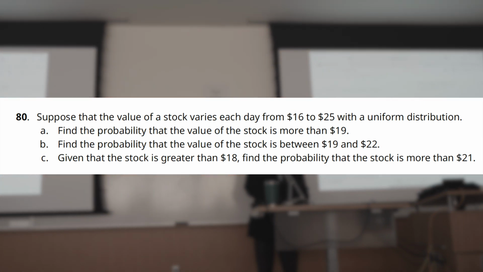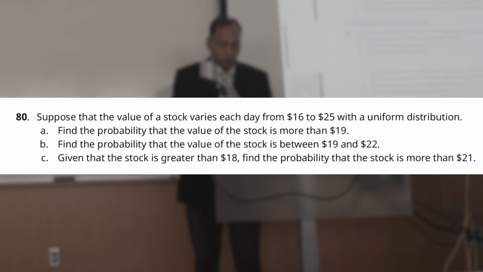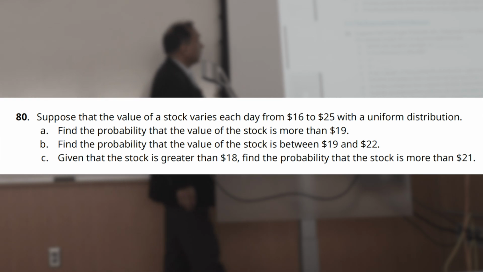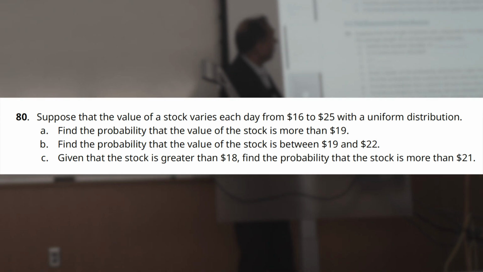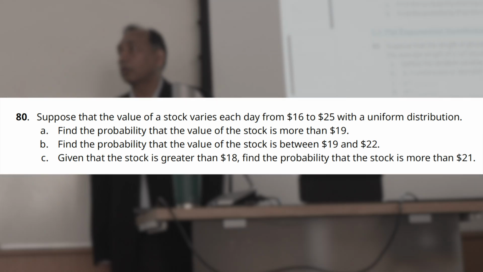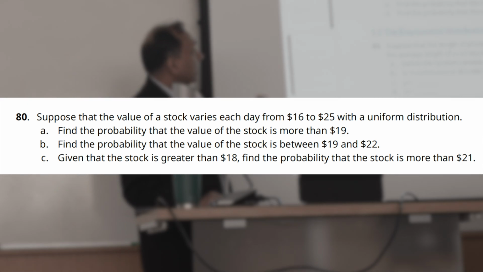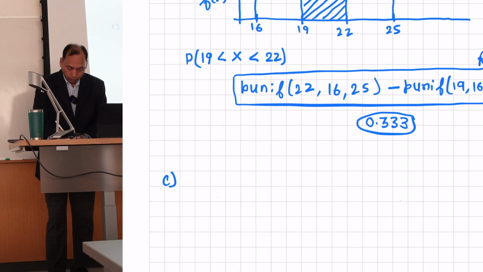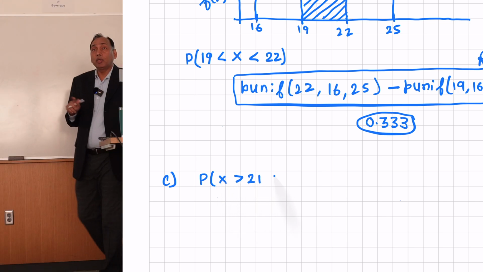Let's look at part C. Now there is a small twist to the situations we have seen in this problem. It says given that the stock price is greater than 18, what is the probability that stock is more than 21? So it is saying that we already have knowledge that it is more than 18, then find the probability. So the way we are going to write this is, we are interested in, as per C, what is the probability that it's more than 21, given that it is more than 18.